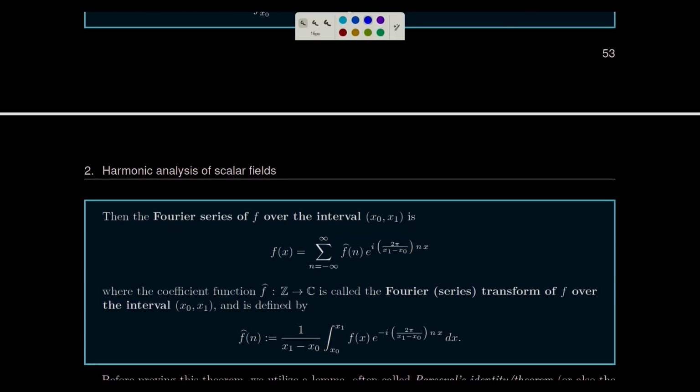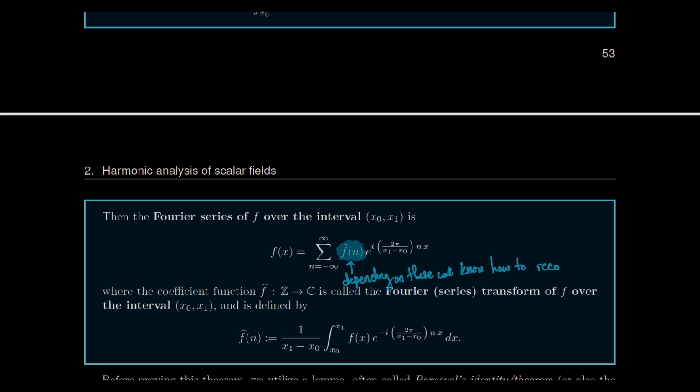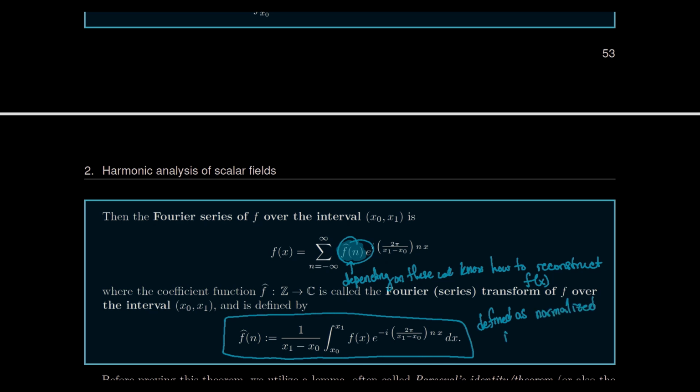So how do we actually write the Fourier series? I haven't told you how to do it yet. I said depending on these coefficients, we know how to reconstruct f of x, but how do we find them? They get defined as the following. They're just defined as integrals. I'll call them normalized integrals against complex exponentials.